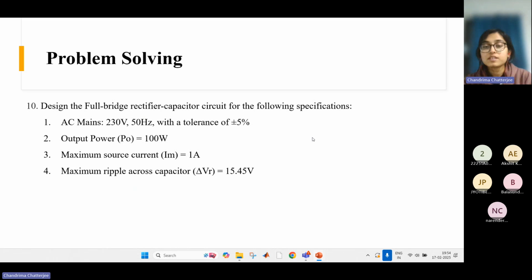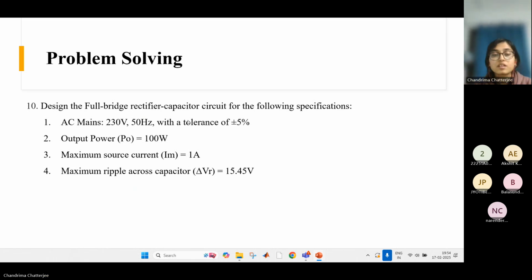So the last problem is the design problem, okay? How to design a complete diode bridge rectifier. So this will be the typical specifications. The AC mains, which is 230 volt 50 hertz with a tolerance of plus minus 5%. Output power is given as 100 watt. Maximum source current is 1 ampere. Maximum ripple across the capacitor is 15.45 volt. All these data are given. Utilizing all this data, we need to design a diode bridge rectifier, okay?